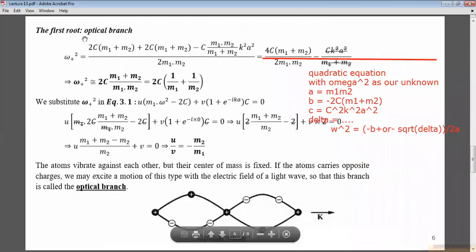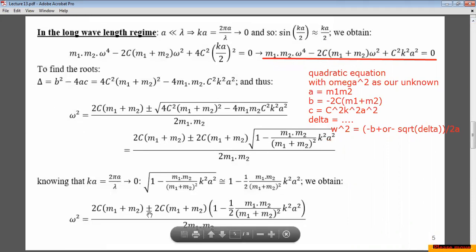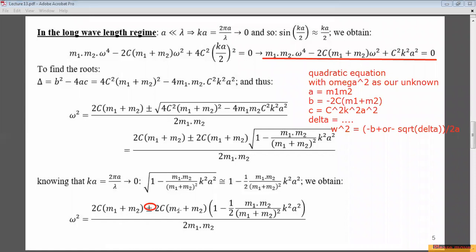Now I have 2 roots because I have omega square. So I have omega square plus and I have omega square minus, because I have 2 roots. Remember, here I have plus or minus. I will call one of them omega plus square, and this will be 2c into m1 plus m2 plus 2c into m1 plus m2, etc. And the omega minus square will be by taking the minus. I have two roots.